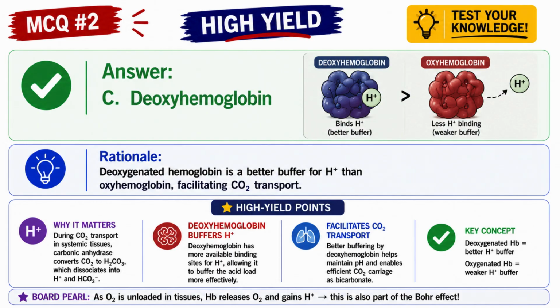It is the Haldane effect in action. The same event, hemoglobin releasing oxygen, simultaneously increases hemoglobin's CO2 carrying capacity and its H+ buffering capacity. One molecule doing two jobs simultaneously, precisely at the moment and location where both are needed most, the metabolically active tissues. Deoxyhemoglobin, the primary buffer for H+ produced during CO2 transport in systemic tissues.